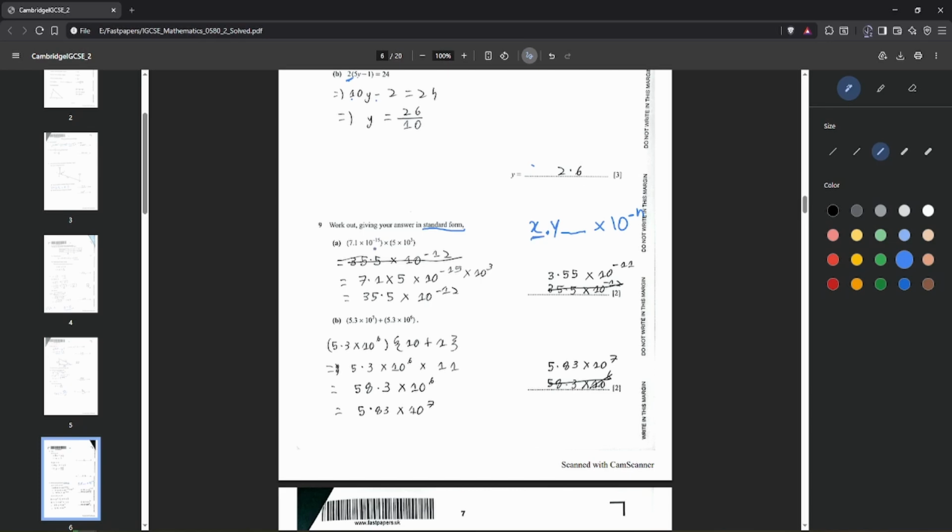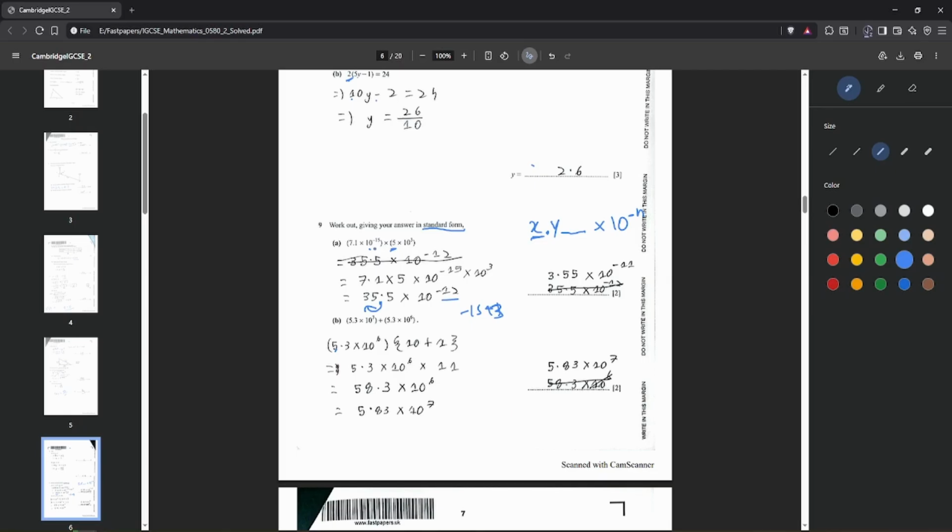Alright, let's evaluate this. Since this is multiplication, we can easily just multiply 7.1 and 5, and 10 to the power of minus 15 with 10 to the power of 3. So if we do the multiplication, we get 7.1 into 5 is equal to 35.5, and we add minus 15 plus 3, right? So we have the answer 35.5 into 10 to the power of minus 12. Now we bring the decimal point one place to the left, so we have the answer of 3.55 into 10 to the power of minus 11.